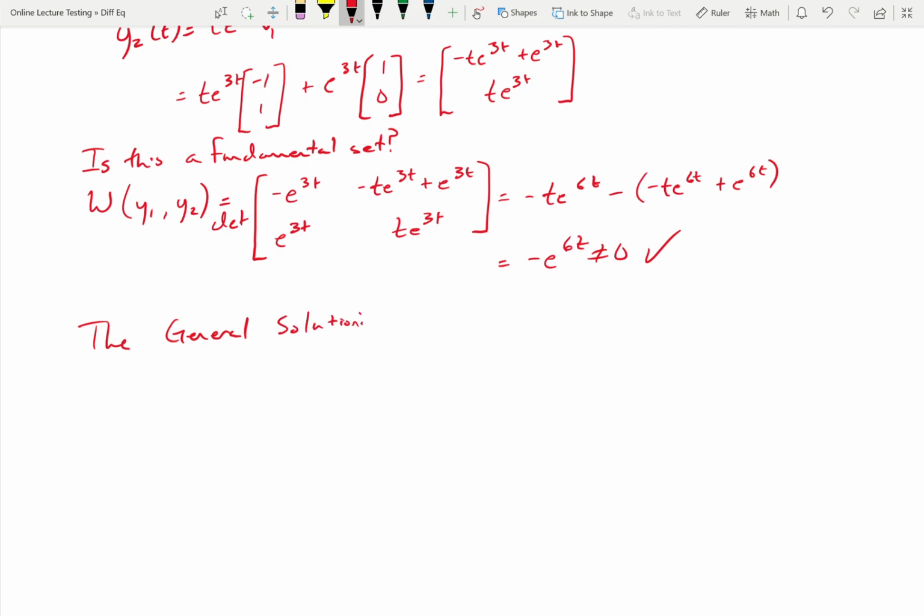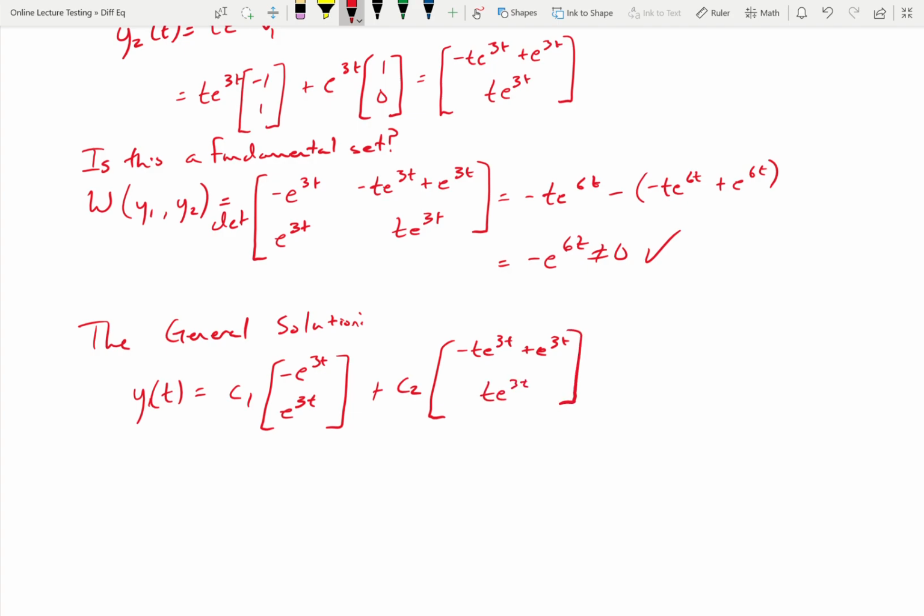So the general solution is y of t is equal to c1 times negative e to the 3t, e to the 3t, plus c2 times our negative te to the 3t plus e to the 3t, and then te to the 3t here. All right, and that concludes this lesson.